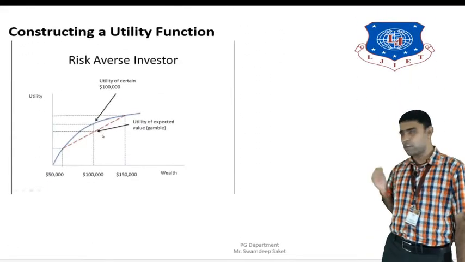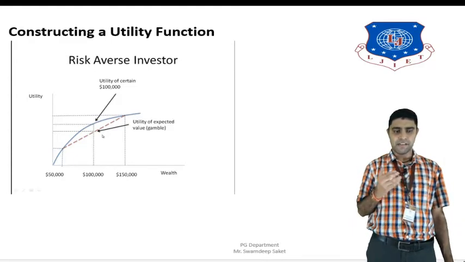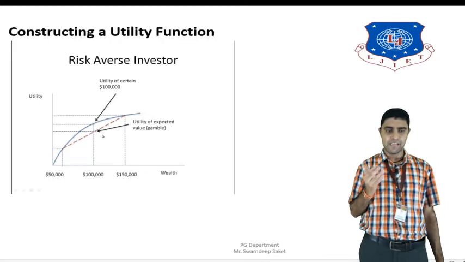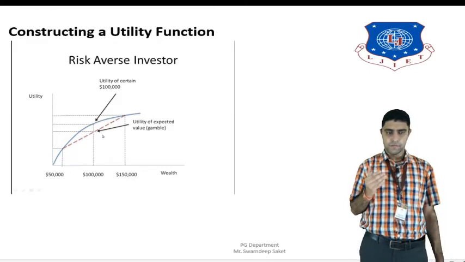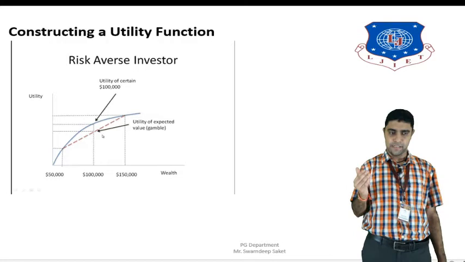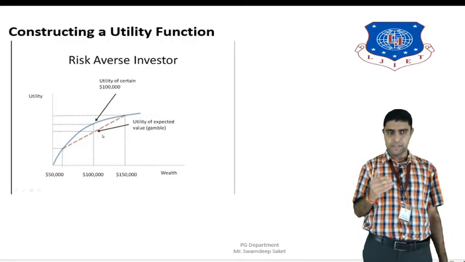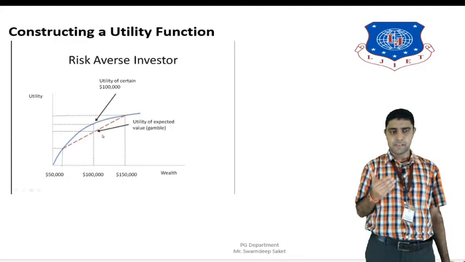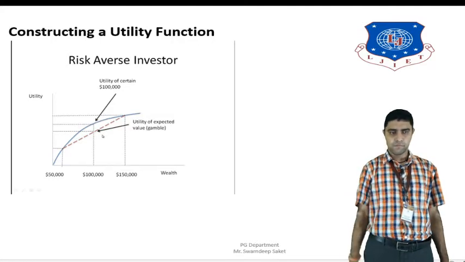This is the figure where we are constructing the utility function for a risk averse investor. There is a curve. On the x-axis there are values in rupees, that is dollars, and on the y-axis there is utility. If we increase the monetary value, then the utility curve also increases, at a slower rate. If we decrease the monetary value, then utility also decreases at a faster rate. The risk averse investor plays an important role in constructing the utility function. There are different values, and the peak value is $150,000 for the utility curve.